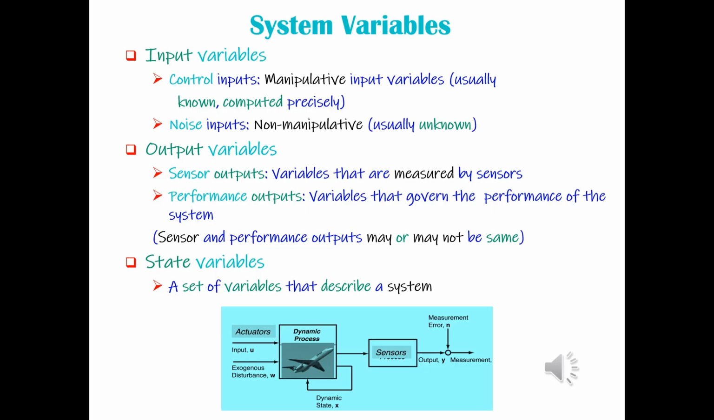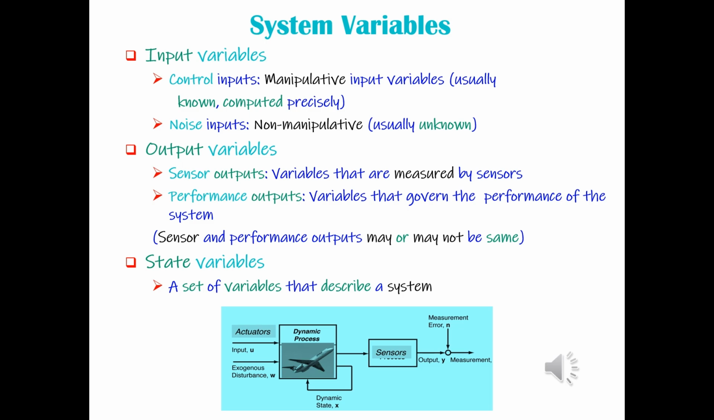Next, we consider output variables. These come in two forms. Sensor outputs are the variables we can directly measure with sensors. Performance outputs, however, are the variables that actually govern how well the system performs. Keep in mind, sensor outputs and performance outputs may or may not be the same.